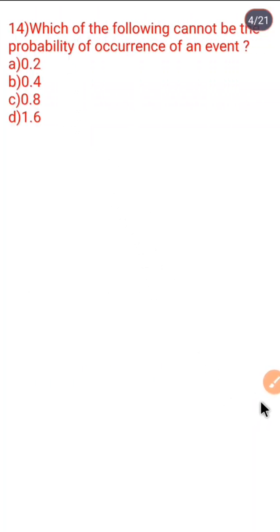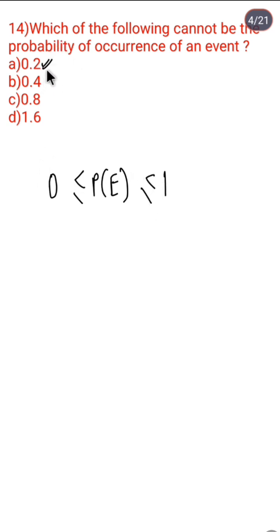Next question is, which of the following cannot be the probability of occurrence of an event? Same thing we have already discussed: the probability of E is greater than or equal to 0 and less than or equal to 1. This value is greater than 0 and less than 1. This is also greater than 0 and less than 1. This is also greater than 0 and less than 1, but this one is greater than 1. It should not be greater than 1. So option D.